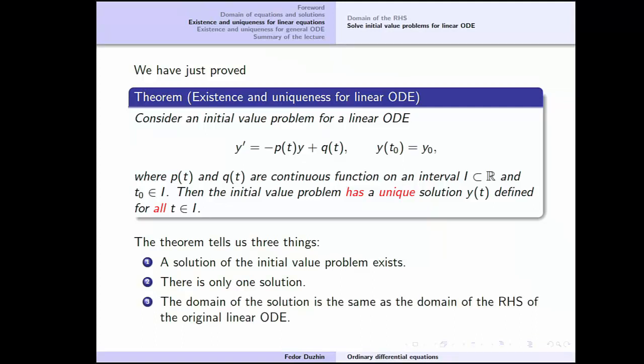And the third thing that we notice is that the domain of the solution is the same as the domain of the right-hand side of the differential equation. So if t belongs to an interval where both p and q are defined, then nothing can go wrong. The formula for our solution is a valid expression, and therefore t belongs to the domain of the solution. So there are three things.